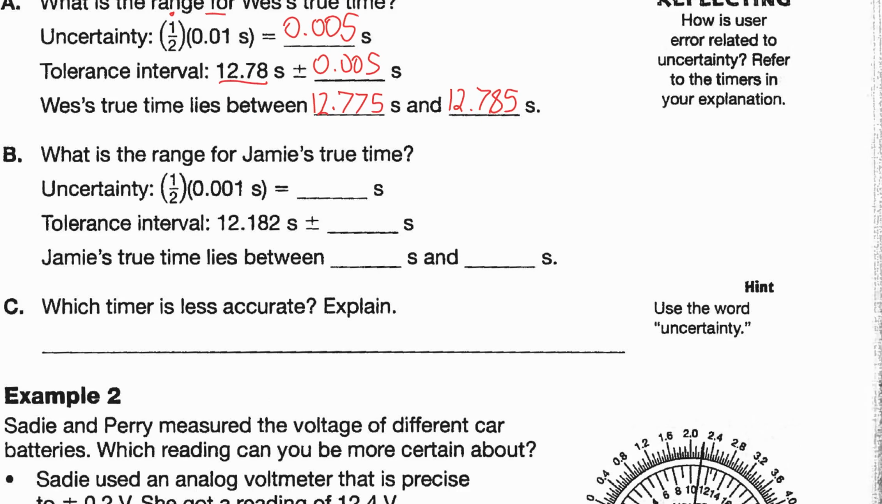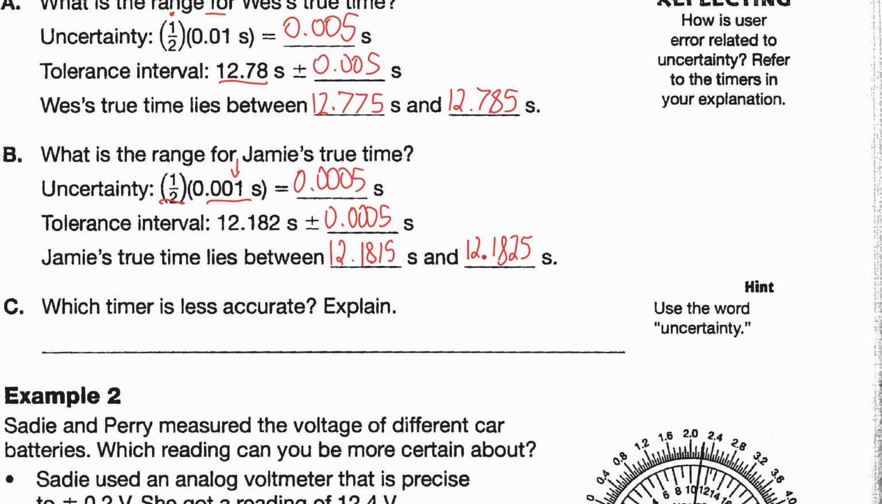What is the range for Jamie's true time? So again, we're going to do half times 0.001 because her time was up to the thousandths. So we'll get 0.0005, plus or minus 0.0005. So her time lies between 12.1815 and 12.1825.